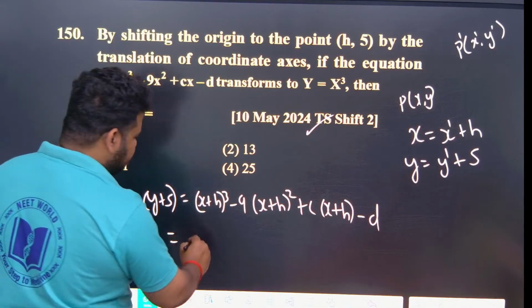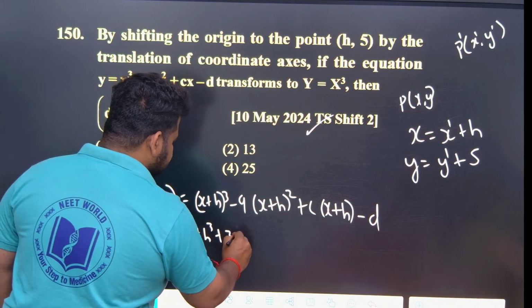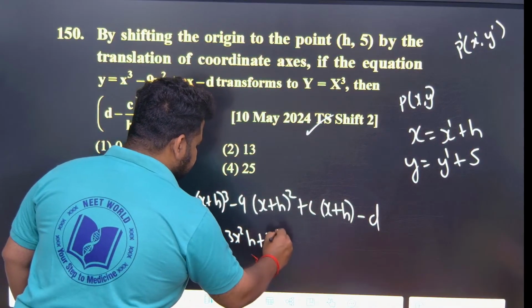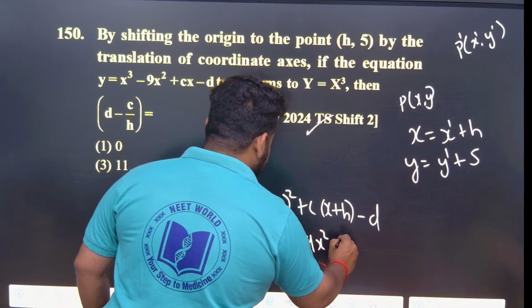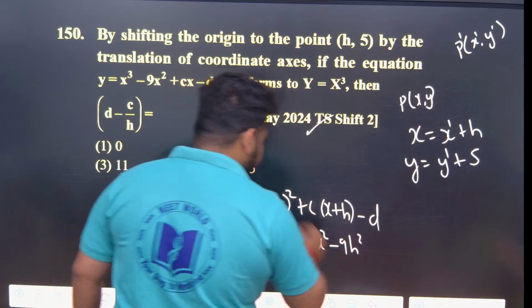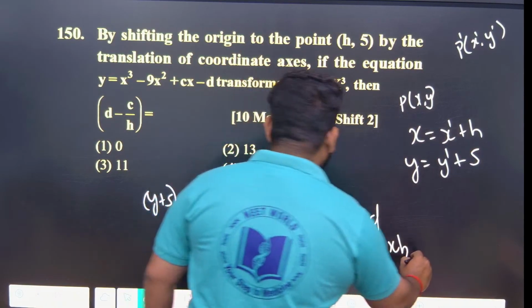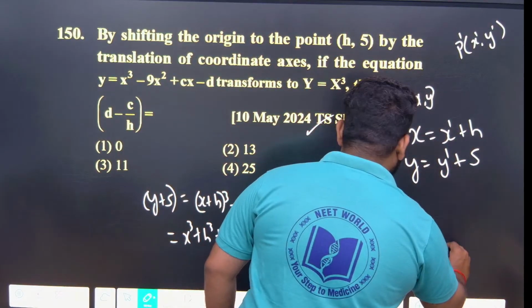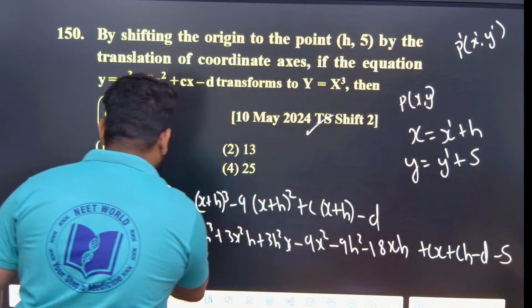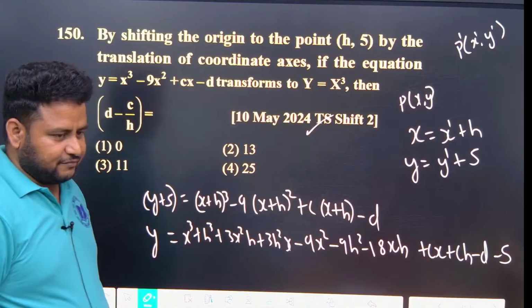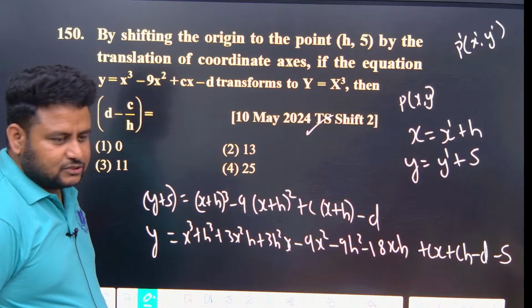So this will become: x plus h whole cube means a cube plus b cube, so a plus b whole cube, x cube plus h cube plus 3x square h plus 3h square x. Minus 9x square minus 9h square minus 18xh. This will be c into x, cx plus ch minus d minus 5. I will take it this side. Y is equal to, this is what I will be having.